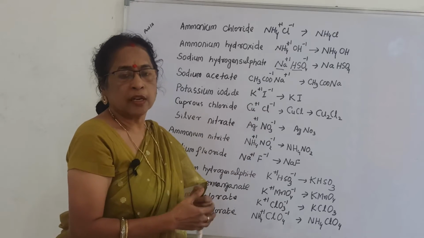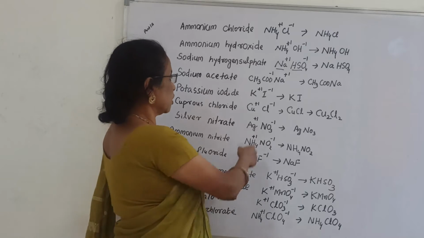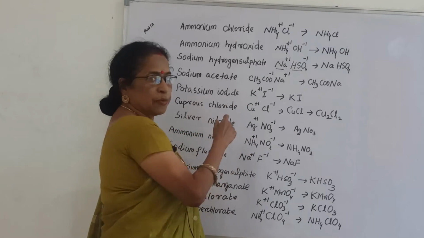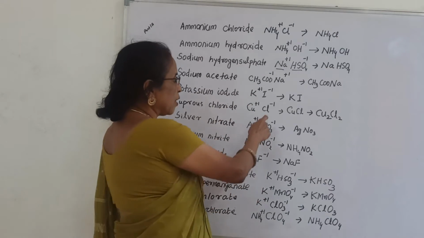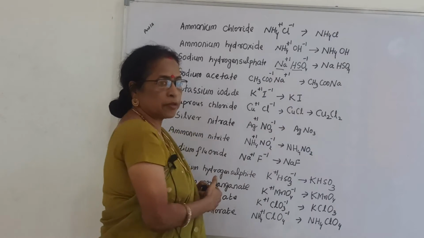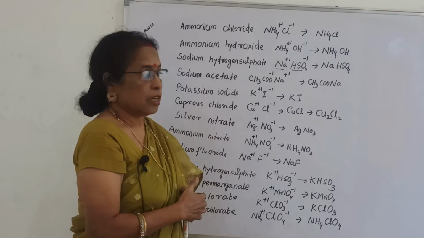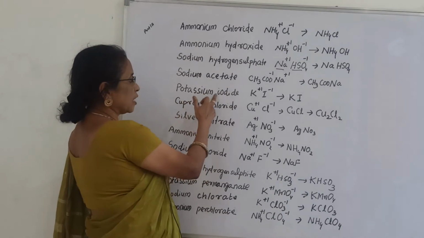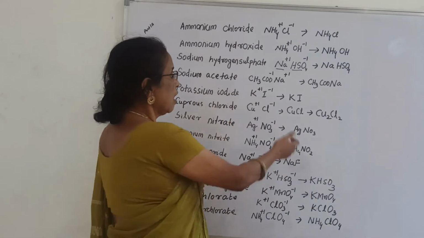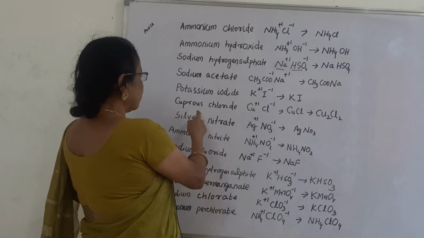Now potassium iodide. You know potassium is a monovalent cation and belongs to group 1. Group 1 metals all have +1 charge, and iodide means I minus 1, so the formula will be KI. What is the name of the compound? Potassium iodide. What is the formula? KI.